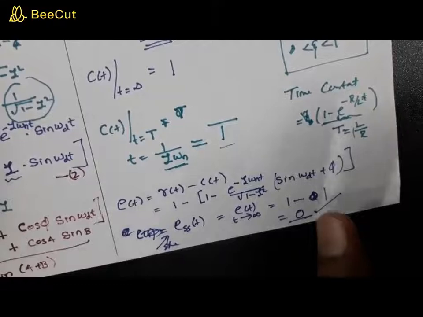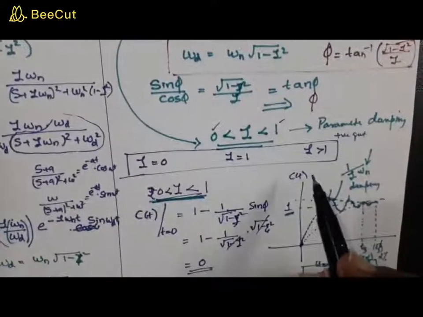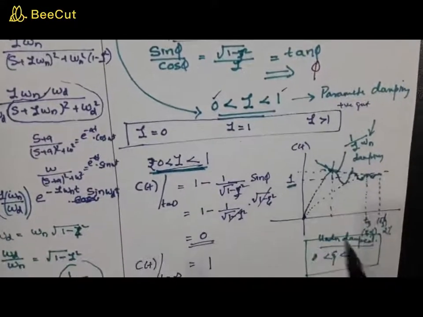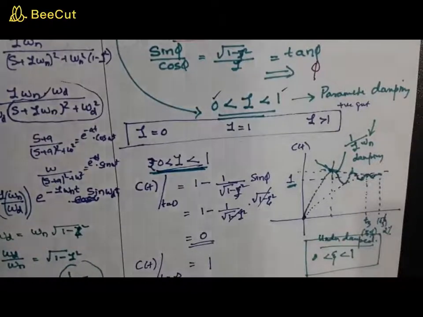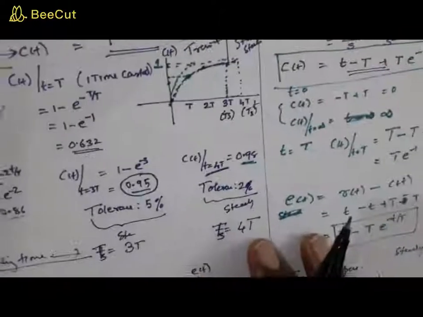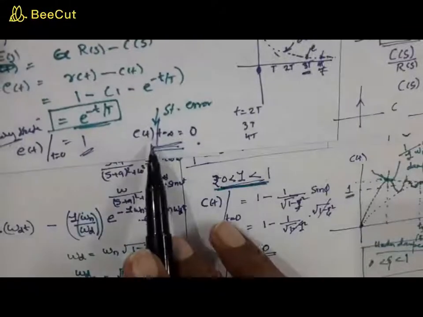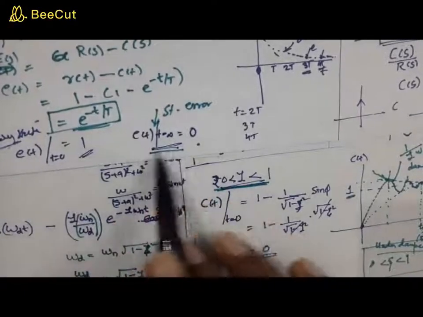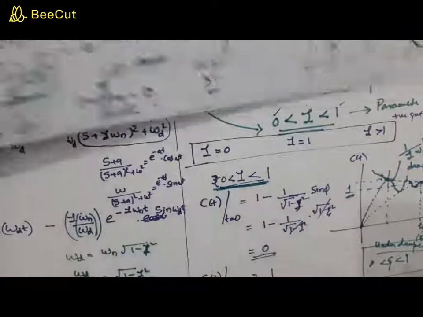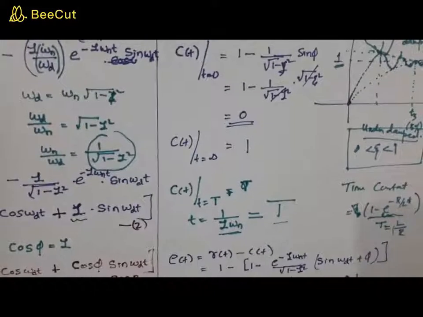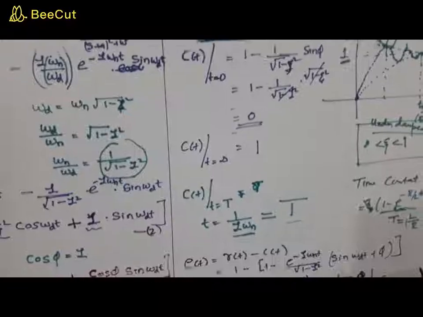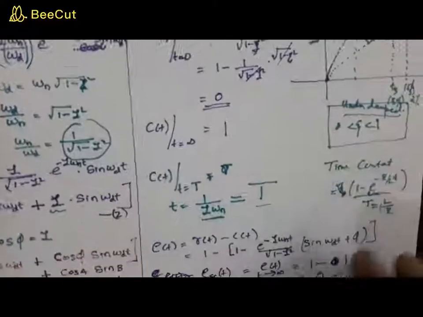So the steady state error for a unit step input to a second order system is again 0, just as we studied in the case of the step response of a first order system. In the first order system also we found the steady state error to be 0. In the second order system also we found this steady state error to be 0. Okay, so hope you understood this.